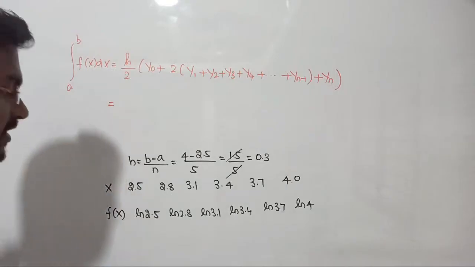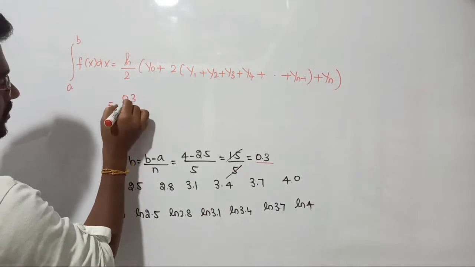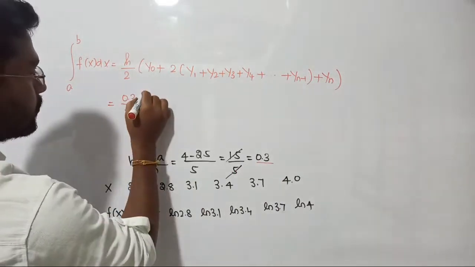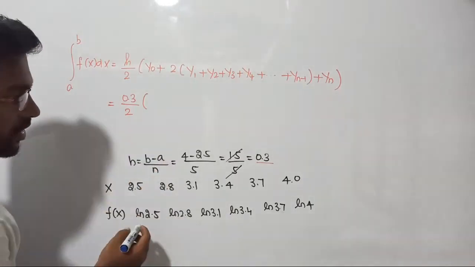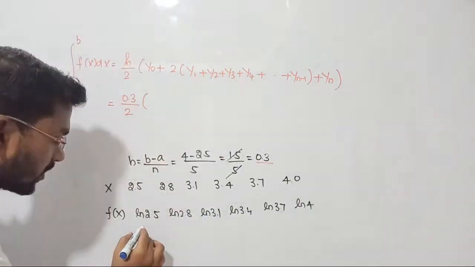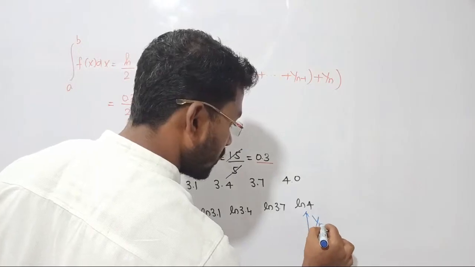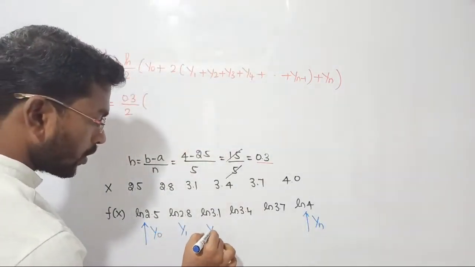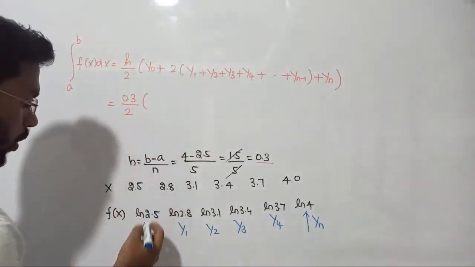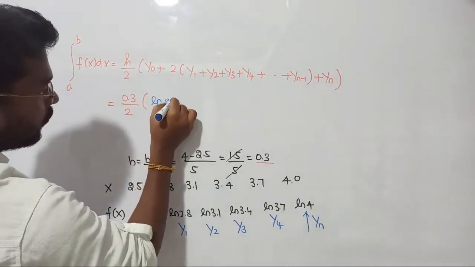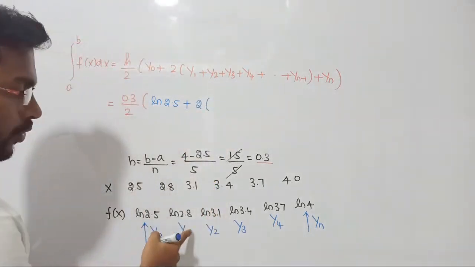Let's continue with this. Step size, already we found, is 0.3. The step size is the same as in the previous question also, 0.3 only. Right now we have to substitute all values. Where is y naught here? This is going to be y naught, the first value. The last value is going to be y n. This is y1, y2, y3, y4. So y naught is ln 2.5, that is correct, plus 2 into the bracket of y1, y2, y3, y4.